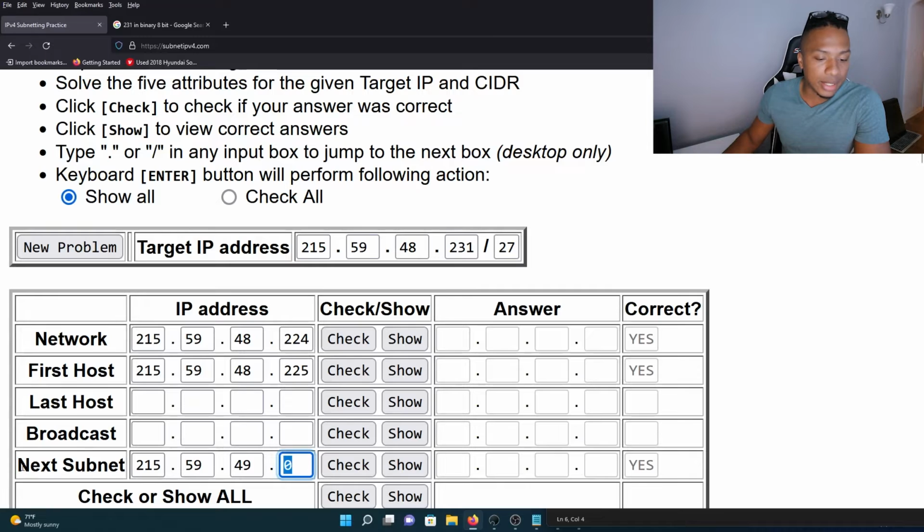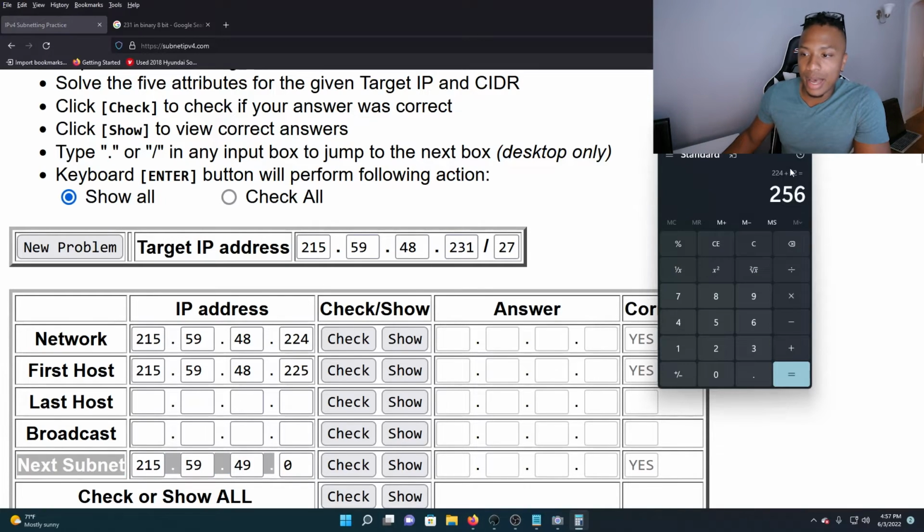But real quick, how did I get the next subnets? Let me go back to the calculator. Remember, we added 32. So let's say, for example, we'll do another problem, but if it landed on a lesser number, that would be where the next subnet would start, if that makes sense. So if it landed, let's say, for example, 235, then the next subnet would start at 235.